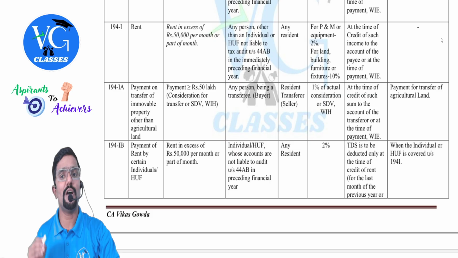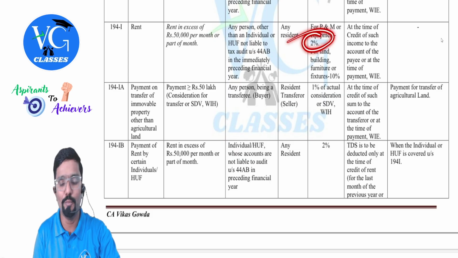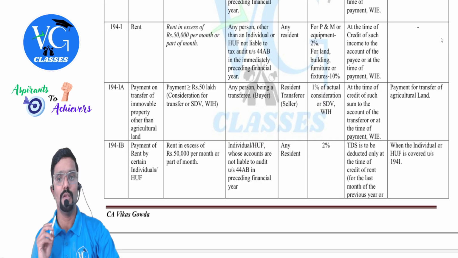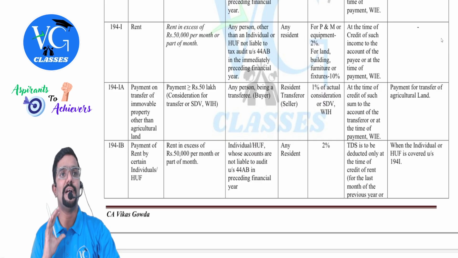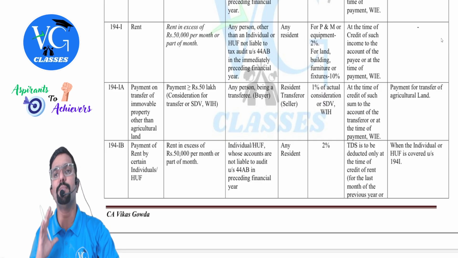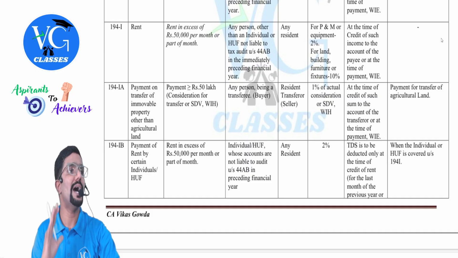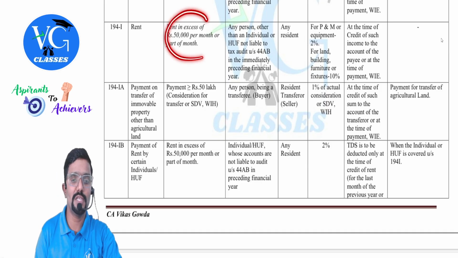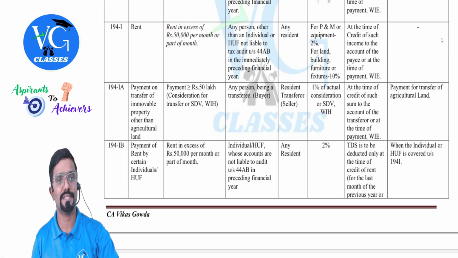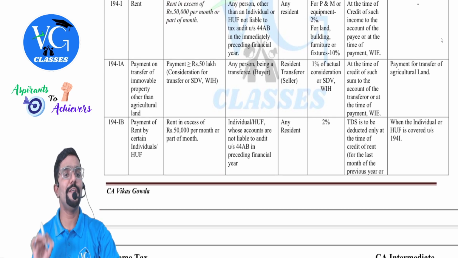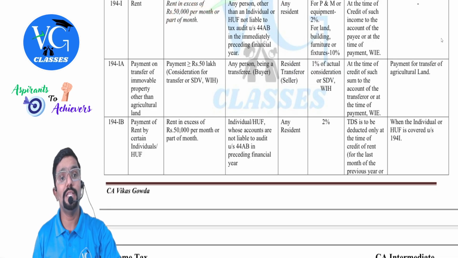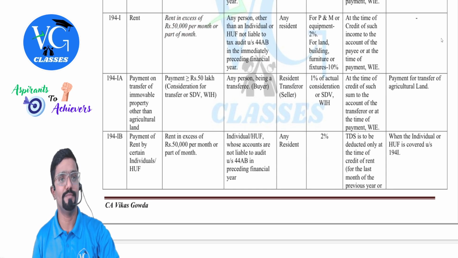For plant and machinery or equipment, the TDS rate is 2%. For land, building, furniture or fixtures, what is the rate of TDS? 10%. When does the TDS have to be deducted? At the time of credit or at the time of payment? Whichever is earlier. Please be careful. This threshold limit has been amended, guys. Next, 194IA. See, rent is when only the possession is given, not the ownership.